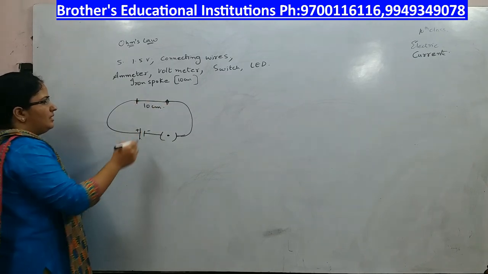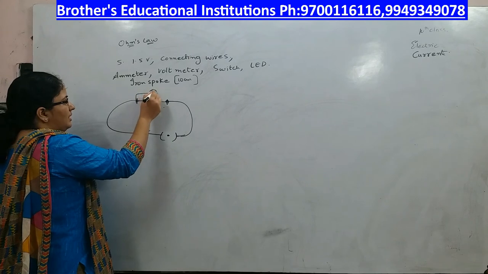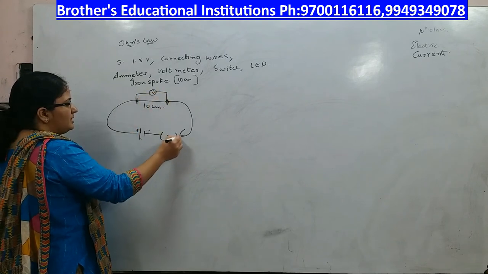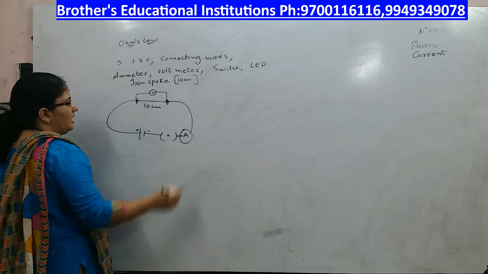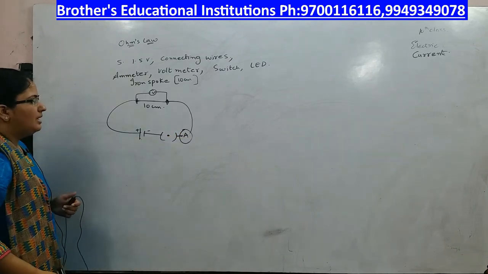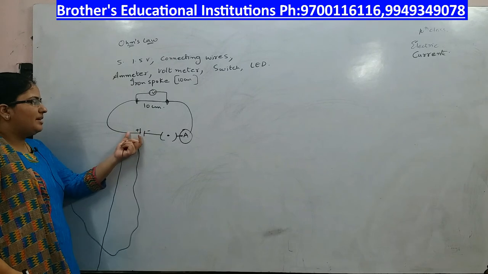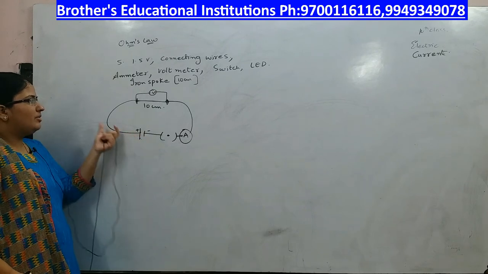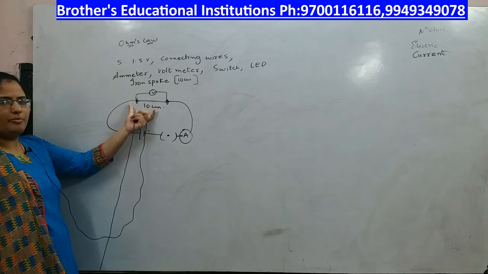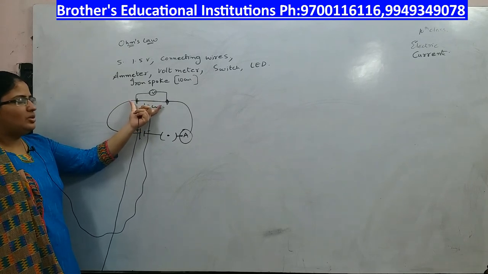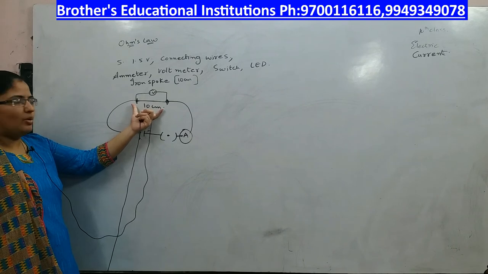Now let us supply the voltmeter like this. Let us keep the ammeter like this. Now here, when you are using one battery, there is a certain amount of current that flows, and there is a certain amount of potential difference between the two ends of the iron spoke.